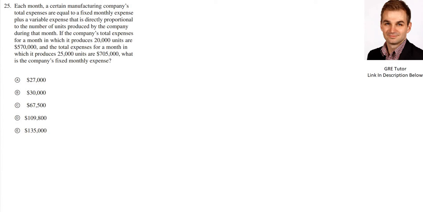Okay, so it says each month a certain manufacturing company's total expenses are equal to a fixed monthly expense, some sort of monthly expense, plus a variable expense that is directly proportional to the number of units produced by the company during that month. So another expense, and this expense is proportional to the number of units. So number of units, some sort of variable rate or cost, and then a fixed cost. Okay, so that's what we're looking at.